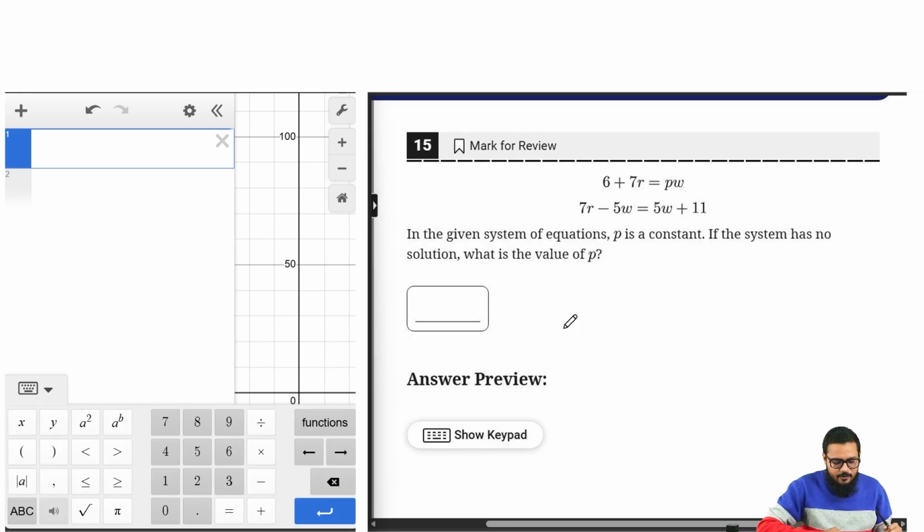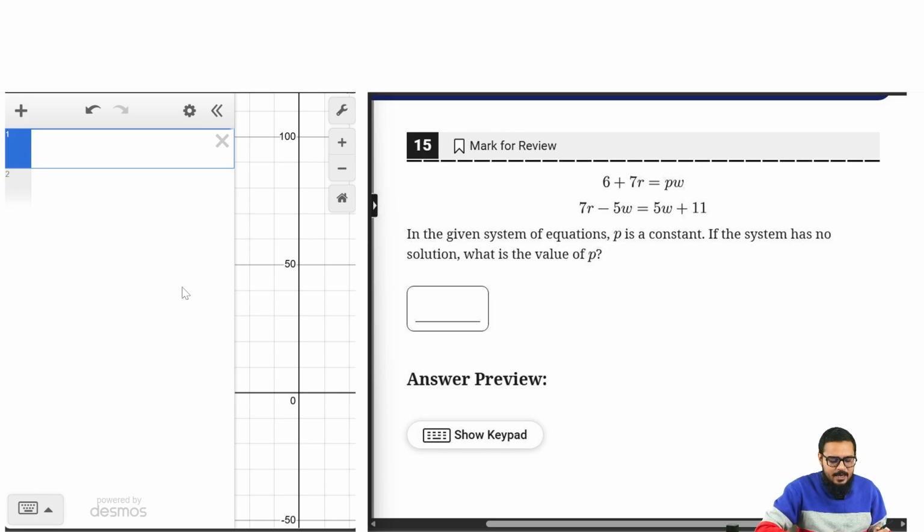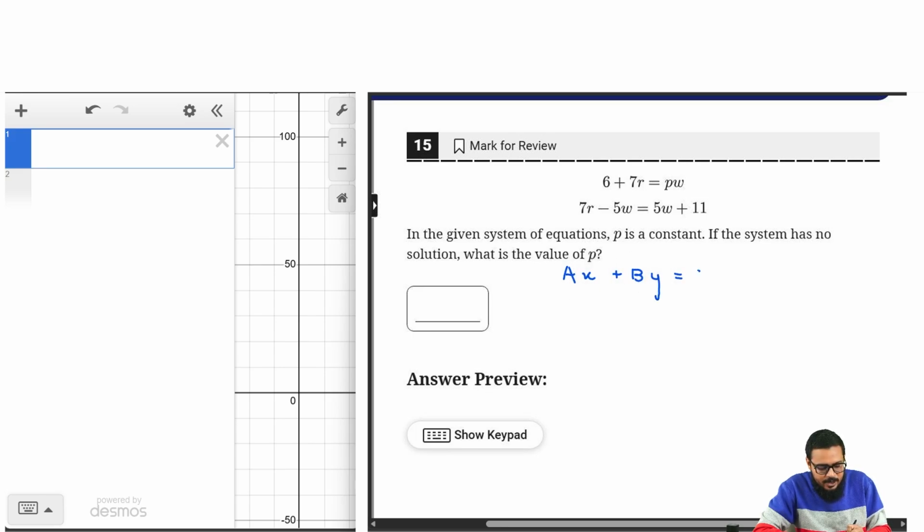In the given system of equations, p is a constant. If the system has no solution, we are looking to find out the value of p. Now for all these type of questions, you always have to get your equation in this form: ax plus by equals c, right? So if I try to get my first equation in this particular form, if I subtract 7r from both sides, what will I be left with? I think I will be left with a 6 on one side, and then I will be left with pw minus 7r, and that's my first equation.